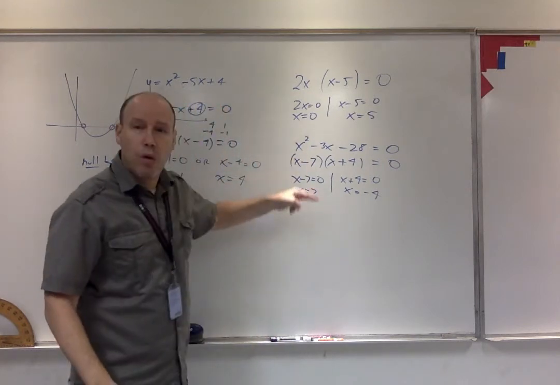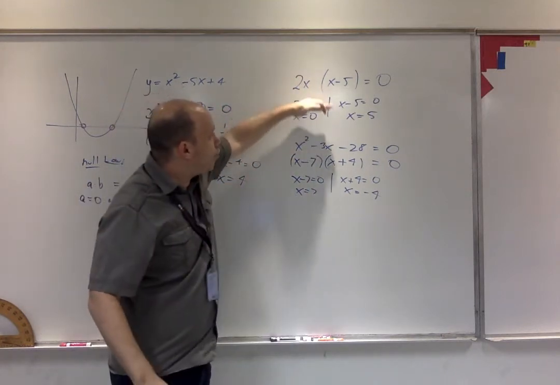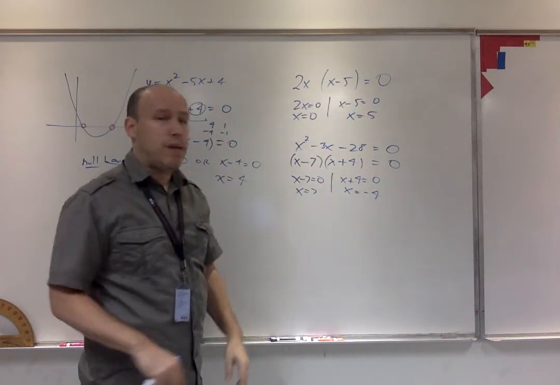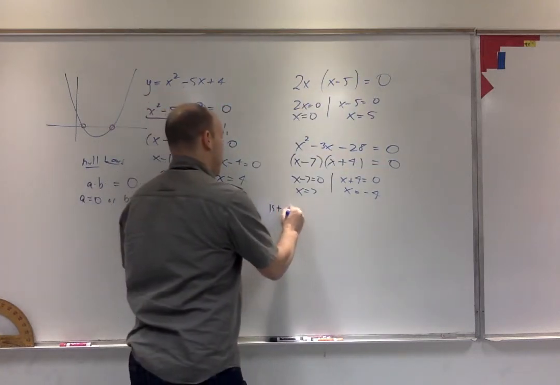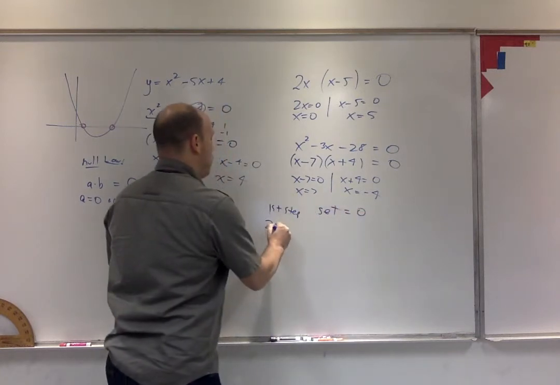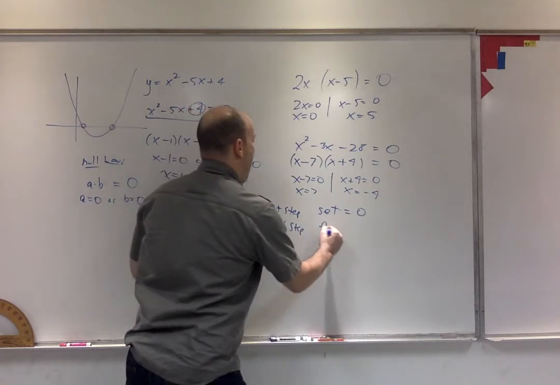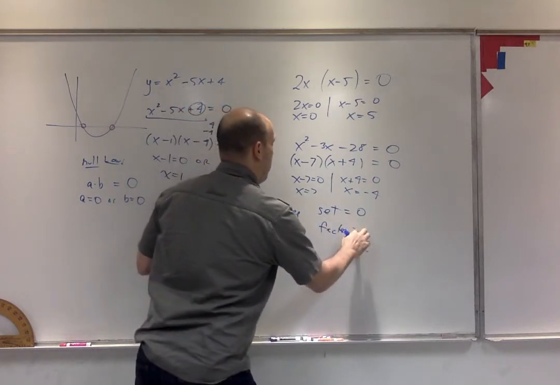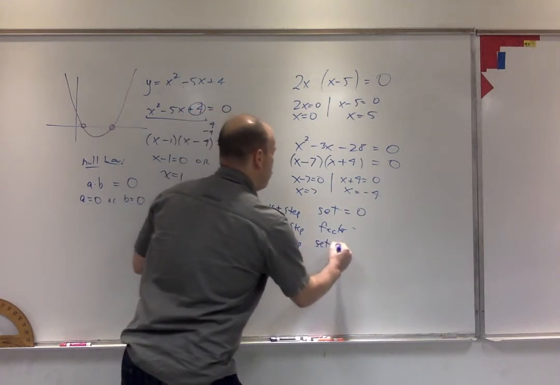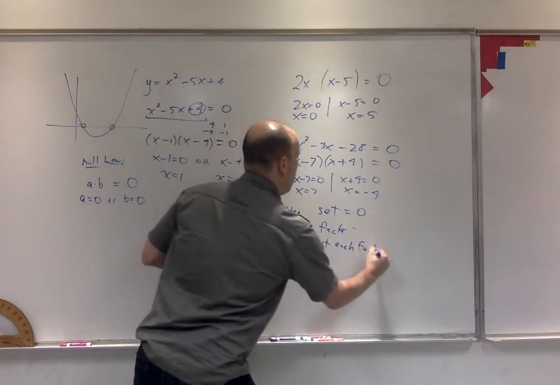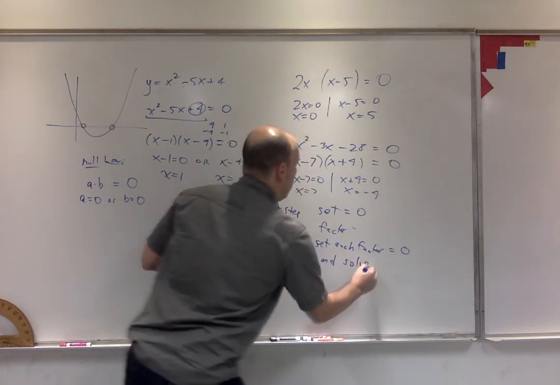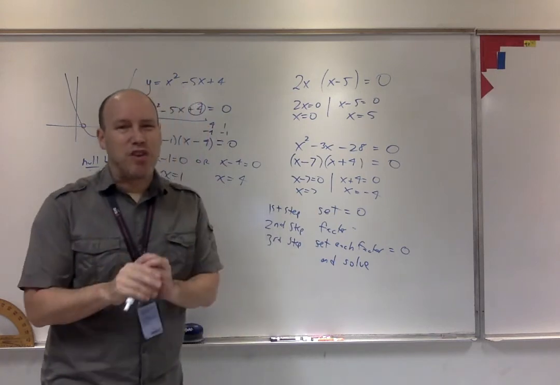Now, if you notice in all these cases, I had a quadratic or an expression set equal to 0. That's going to be your first step. First step, set equal to 0. Step 2, factor. Third step, set each factor equal to 0 and solve. Of course, the fourth step is check your answer.